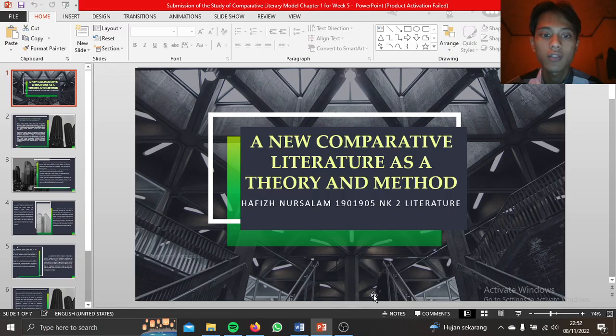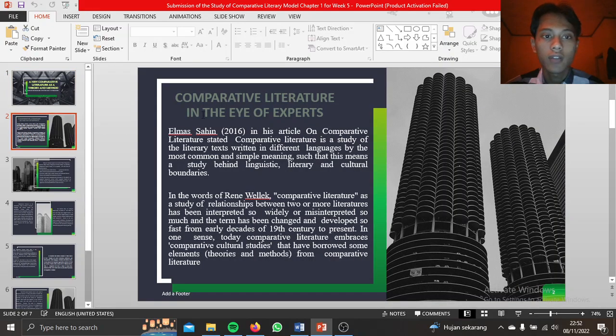So let's get right to it. Comparative literature in the eye of experts. Elham Sahin, 2016, in his article on comparative literature, stated comparative literature is a study of literary texts written in different languages. By the most common and simple meaning, it is a study beyond linguistic, literary, and cultural boundaries. In the words of René Wellek, comparative literature is the study of the relationship between two or more literatures.